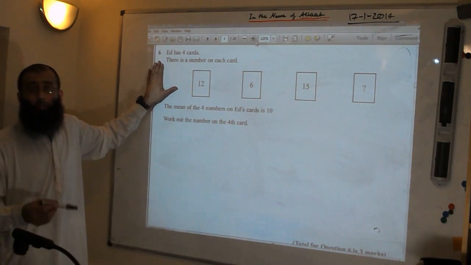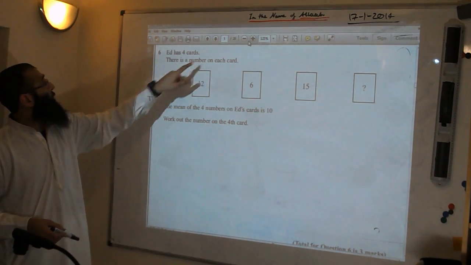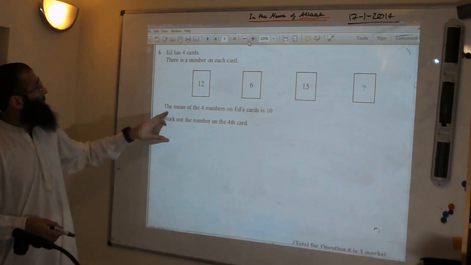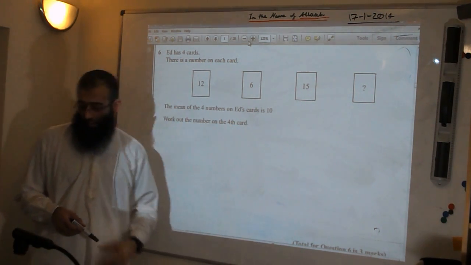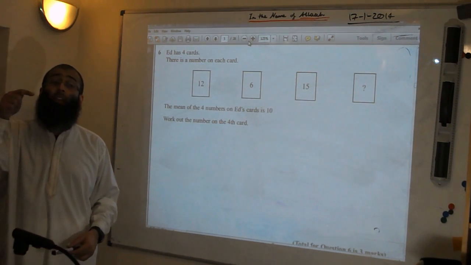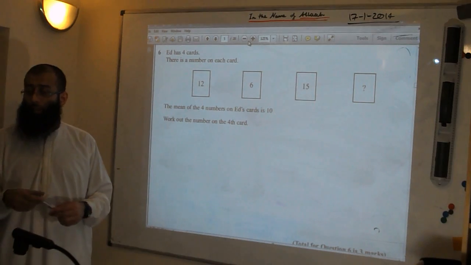Question number 6. Sorry about that, folks. Question number 6. Ed has 4 cards. There's a number on each card: 12, 6, 15, question mark. The mean of the 4 numbers on Ed's cards is 10. What they've done here, they've given you the answer. They want you to go back and work out the missing number. This is called a reverse mean question.